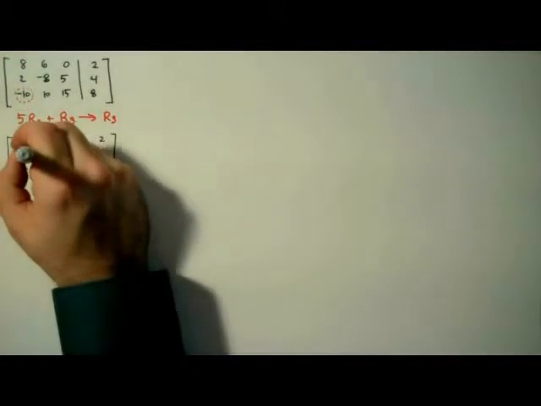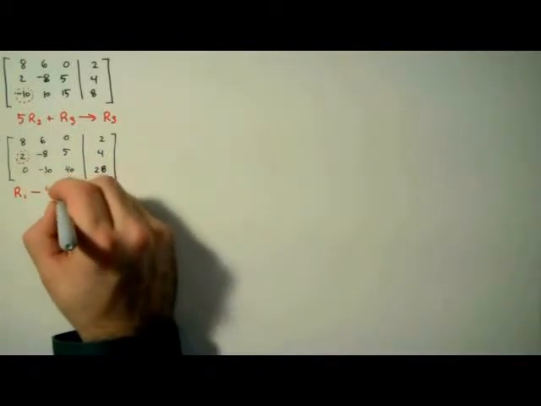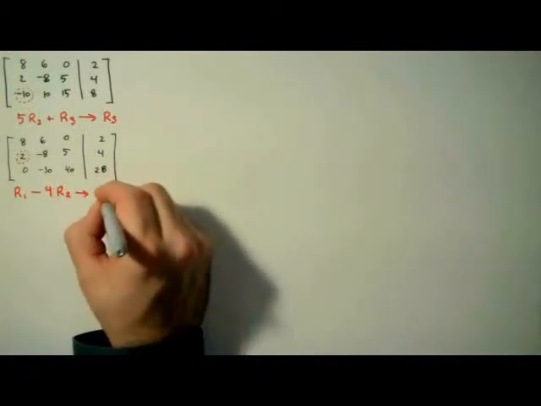Good. Now we're going to target the 2 above the 0. This 2 needs to be a 0 as well, and we'll accomplish that using row addition again. We'll take row 1 and subtract 4 times row 2, replacing row 2 with the result.